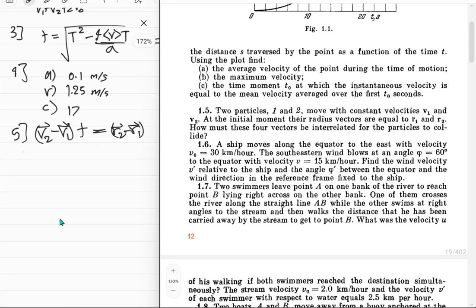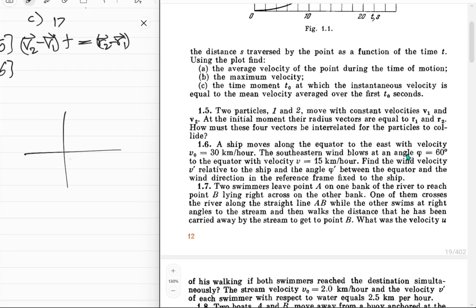Okay, sixth. A ship moves along the equator to the east with velocity v naught. A southeast wind blows at an angle of 60 degrees to the equator. So the ship is moving to the east, with velocity given as v naught, and the south and east wind blows at 60 degrees to the equator.